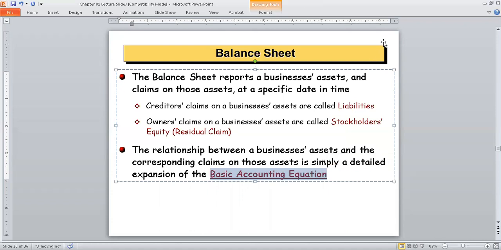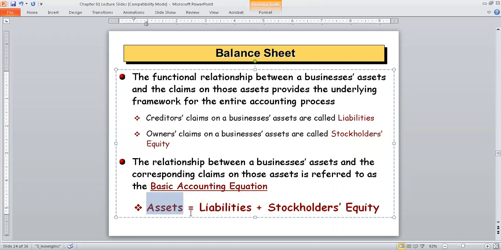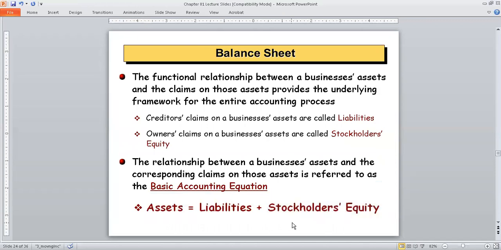And this is the golden rule in accounting. This is the most important rule in accounting. Assets equal the sum of liabilities and stockholders' equity. And if you think about the life cycle of a corporation illustration that we did last time, this should look familiar.